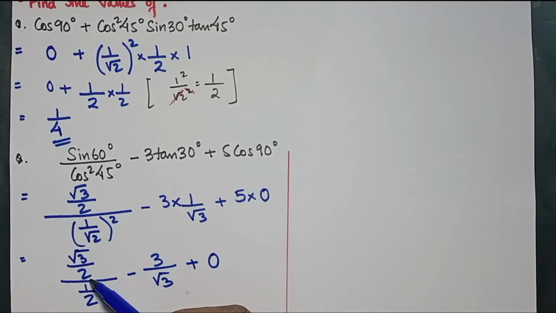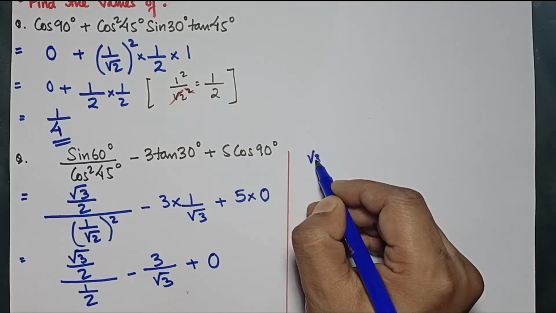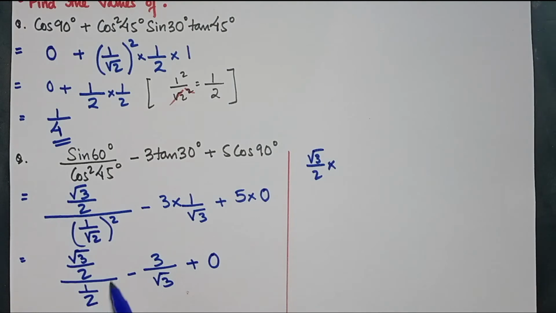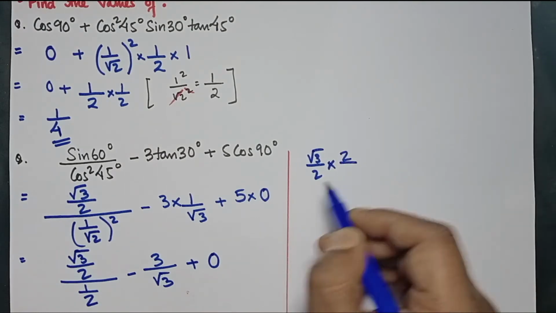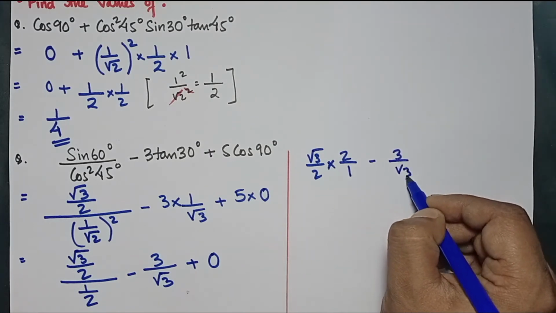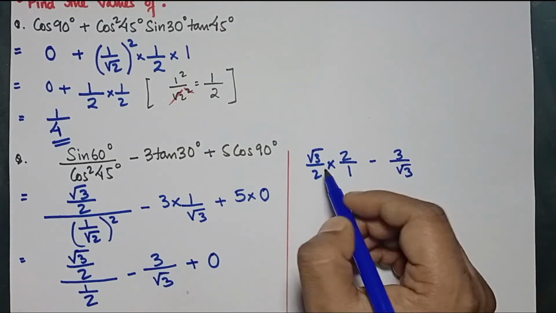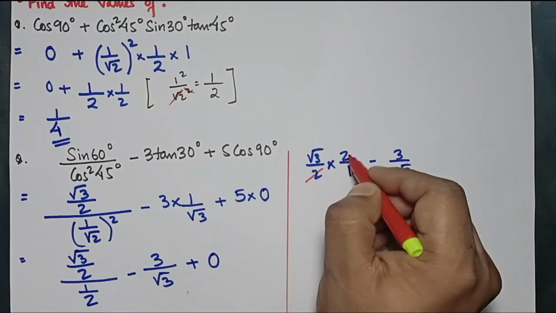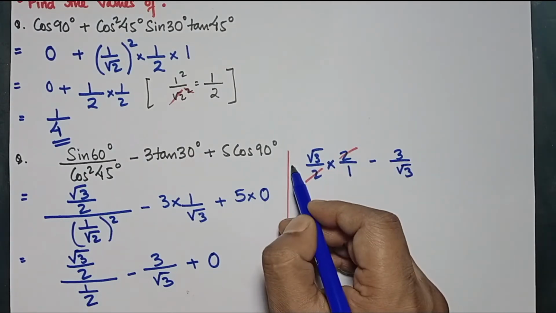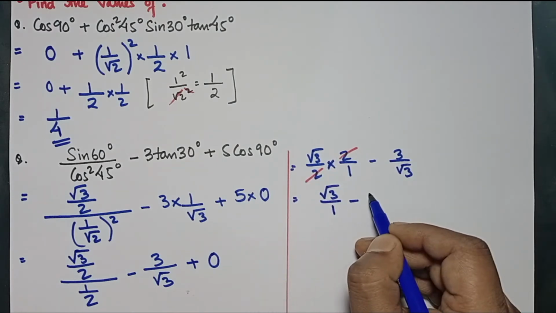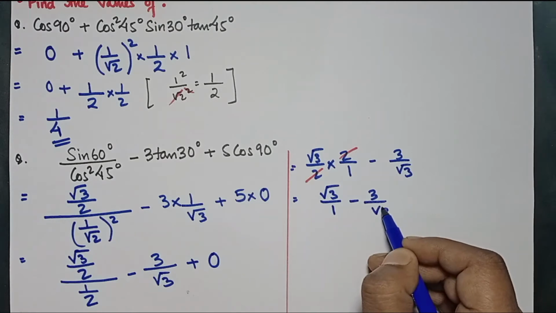Now you can see root 3 by 2. This will be root 3 by 2 into, when we multiply, 2 will go up and 1 will come down. So minus 3 by root 3. Now this 2 will get cancelled. So what I got finally is root 3 upon 1 minus 3 by root 3.